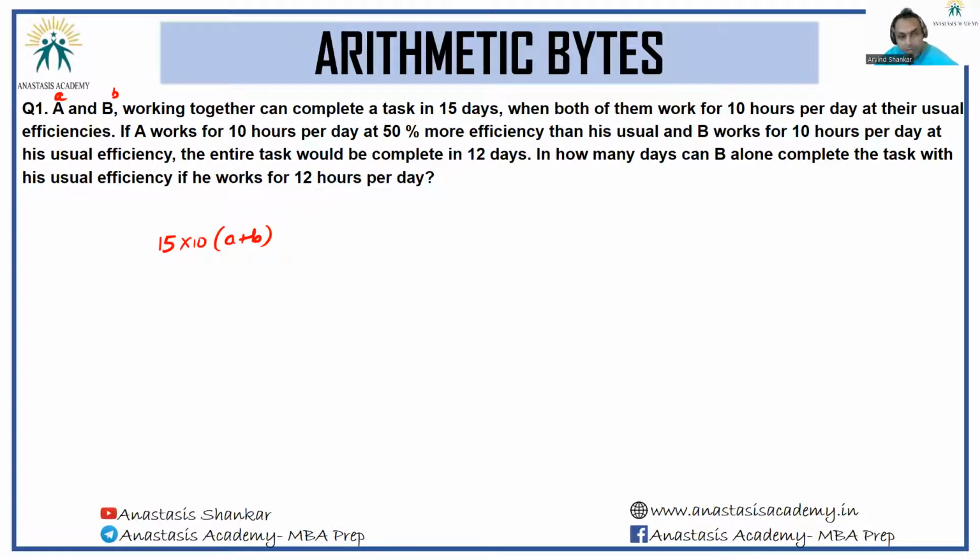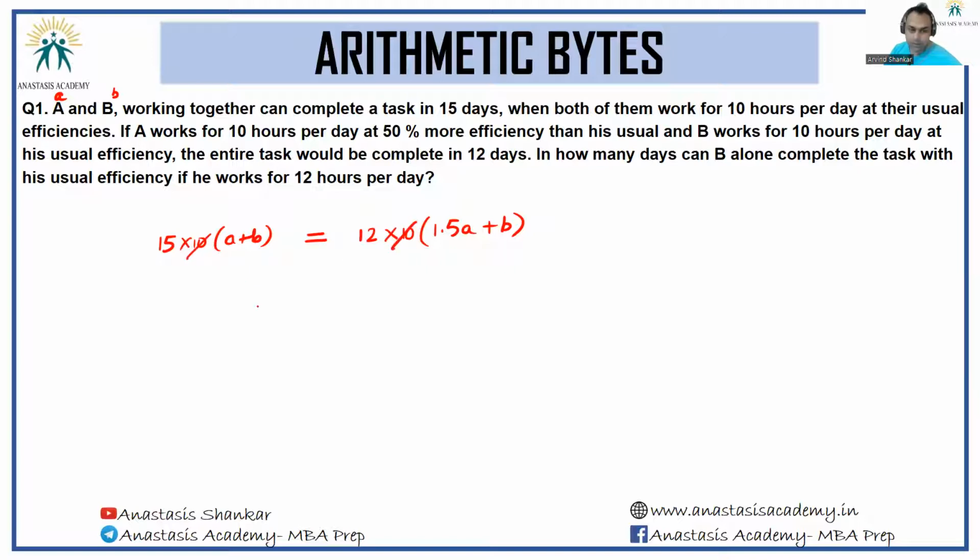If A works for 10 hours per day at 50% more efficiency than his usual, and B works for 10 hours per day at his usual efficiency, the entire task would be completed in 12 days. Okay. So effectively, what do I have now? Total work done would be 12 into 10 into 1.5A plus B. This is what we will get. And in both these cases, work is identical. Total amount of work is identical.